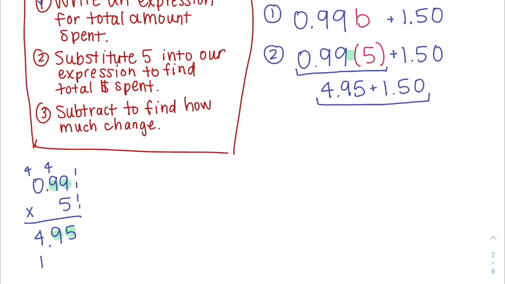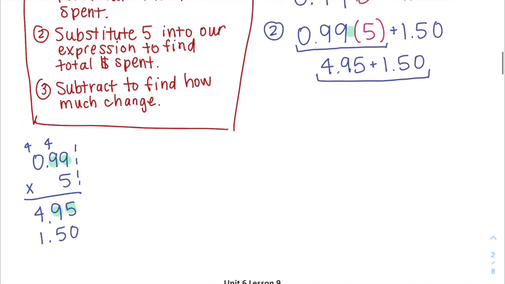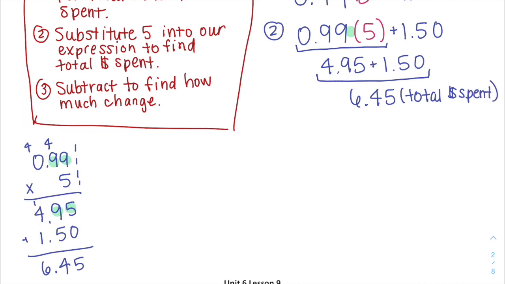Okay, we're only left with this last addition problem. We have to add $1.50 to $4.95. So I'm going to come over here on the side. 5 plus 0 is 5. 9 plus 5 is 14. Carry the 4. 1 plus 4 is 5, plus the other 1 is 6, and I drop my decimal down. So $6.45 is the total amount spent. Okay, so step 2 is now complete.